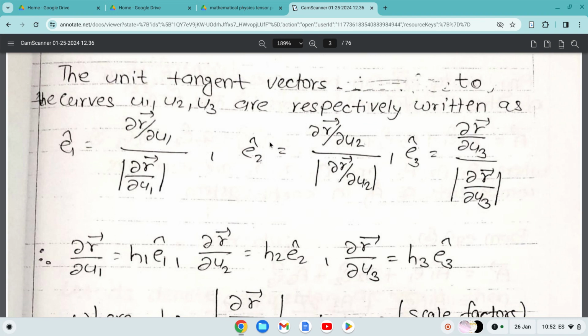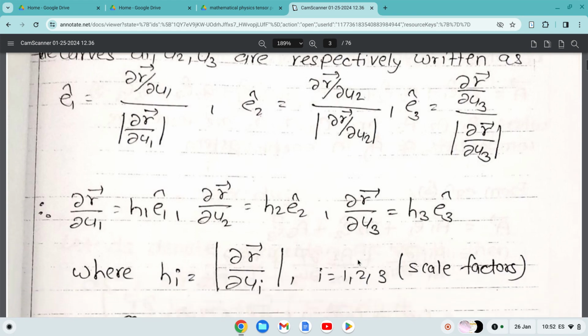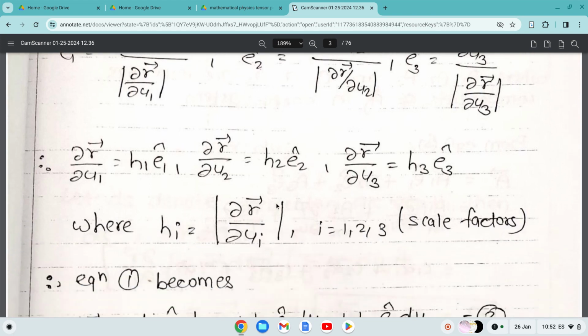You can write here the same way you did this one, you could do here as well, and here as well. All right, and then you can see where hi equals the magnitude of dr by dui. I means the coordinate; I's value you may write 1, 2, 3, depending on what you need. That means h1 equals the magnitude of dr by du1 and h2 equals the magnitude of dr by du2, and in this way you may go on writing. All right, however many you have.